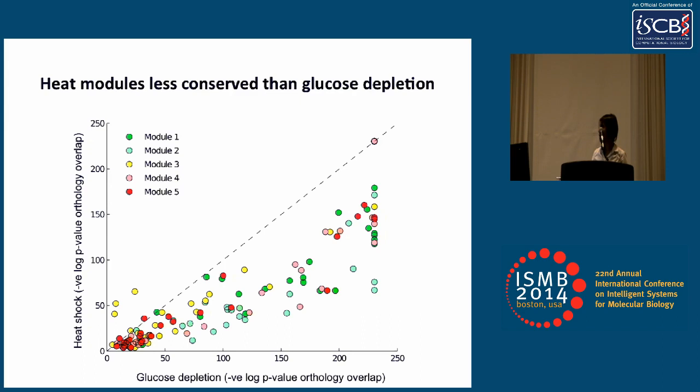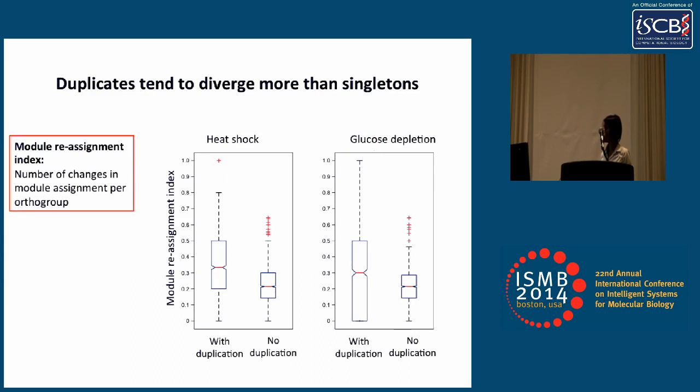And basically, the x-axis represents the extent of gene content overlap between modules in heat shock, and the y-axis represents the extent of gene content overlap between modules in glucose depletion. And what you see is pretty much all of the circles are below the diagonal, which suggests that glucose depletion is more conserved. So hopefully, this gives you a flavor of some of the things that we did. And then we also looked at gene duplication.